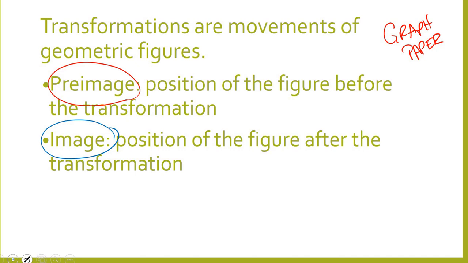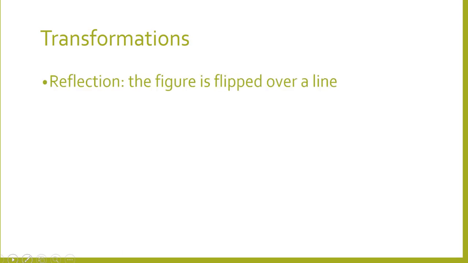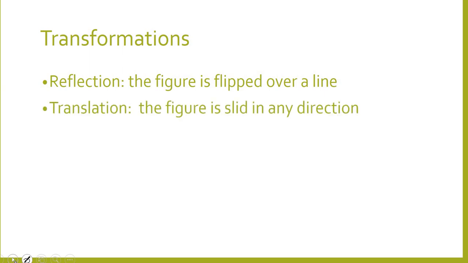There are four kinds of transformations we're going to look at, and I'm going to list them all for you, and then we'll take a look at them one at a time. The first is a reflection, where the figure is flipped over a line. And this will make sense once we get there, so just copy these down and then we'll come back. A translation, the figure is slid in any direction. We're going to slide it right and left, we're going to slide it up and down.